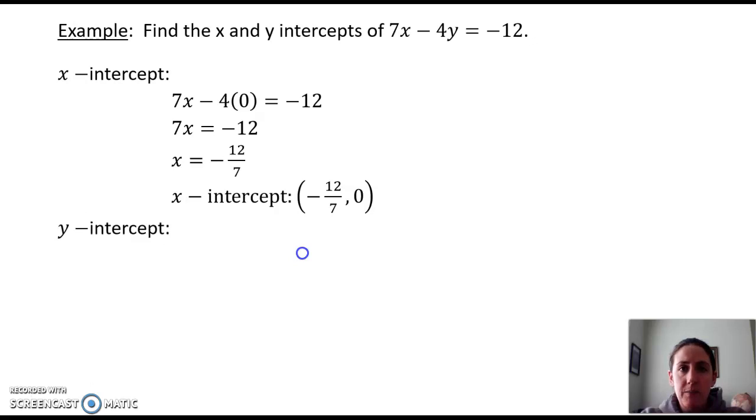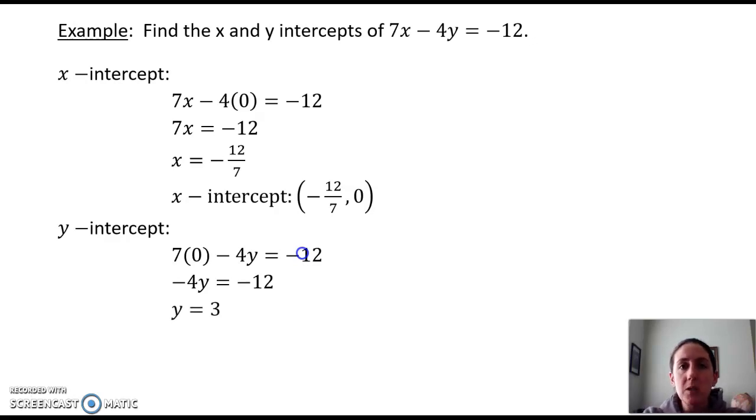For the y-intercept, this is where the graph of the line or the curve or the equation crosses the y-axis. And when you're on the y-axis, that means that your x value is 0. So that's how we'll find it, by plugging in x equals 0. The 7 times 0 term goes away. Divide both sides by negative 4, and we get y equals 3.